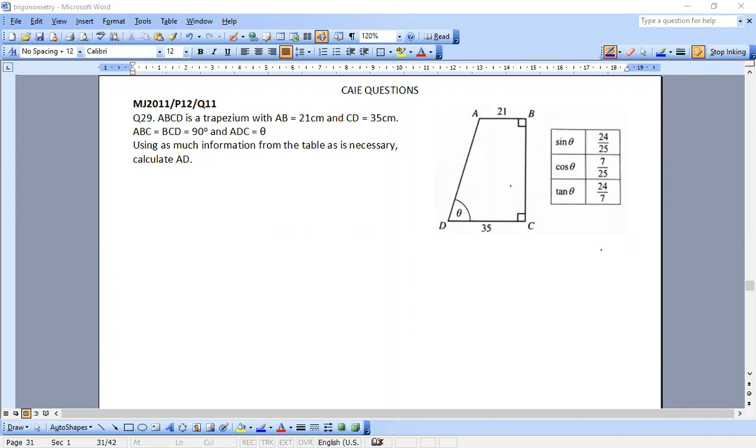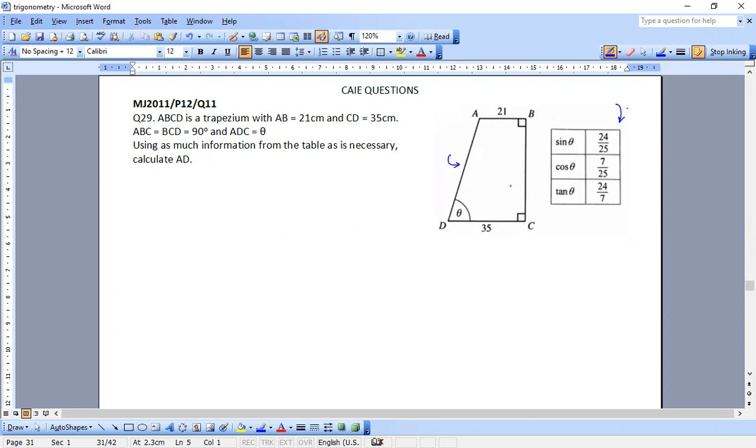Okay, so we have to calculate the length of AD. This is AD over here. And we have this table from which we have to use whatever information is required, which means that the table contains more than the required information. Anyways, how are we going to calculate the length of AD when ABCD is a trapezium? And how are we going to use these trigonometric ratios in a trapezium?